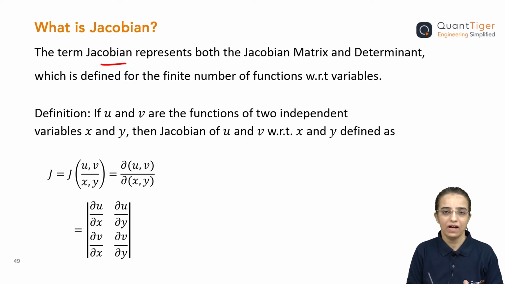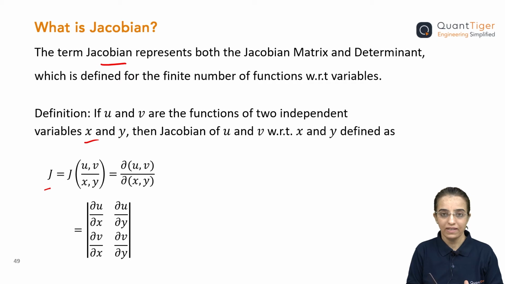If u and v are functions of two independent variables, for example x and y, then how do we write its Jacobian with respect to x and y? J is the letter we use to represent it. So J of u, v with respect to x, y, where the variables with respect to which we are differentiating go in the denominator, will be equal to the partial differentiation of u, v with respect to these variables, x and y.